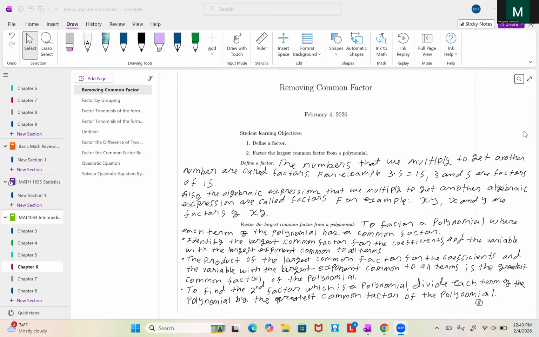Define a factor. The numbers that we multiply to get another number are called factors. For example, 3 times 5 is equal to 15. 3 and 5 are the factors of 15. Also, the algebraic expressions that we multiply to get another algebraic expression are called factors. For example, x, y. X and y are factors of xy.